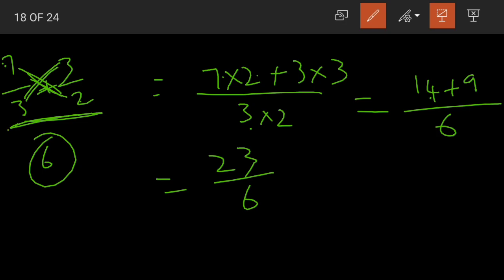Easy, right students? We did such a large calculation in the previous method. In this method it is very easy. As both the denominators are prime numbers, we simply cross multiplied the numerator of the first fraction into the denominator of the second fraction, and the numerator of the second fraction into the denominator of the first fraction, divided by the product of both the denominators, which in turn is our LCM.